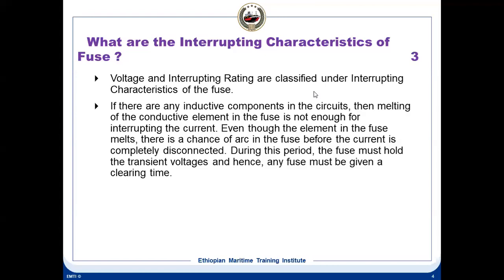So during this time, the fuse must hold the transient voltage. In the case of an AC circuit, you have inductance and the fuse element is between two electrodes. Now the fuse element is blown, but there will be an arc because of these inductive components in the circuit. So here the voltage ratings are very important because you cannot put in a low voltage rating. The voltage means the voltage across these two electrode terminals. So that is why the voltage rating is important.